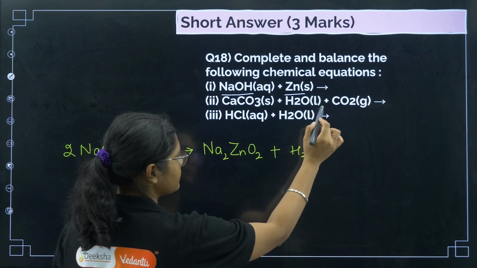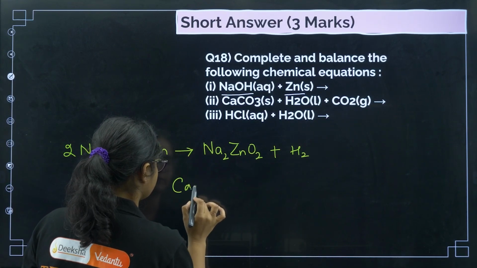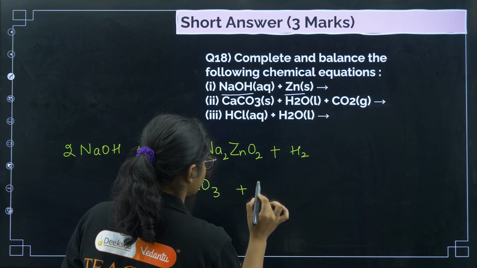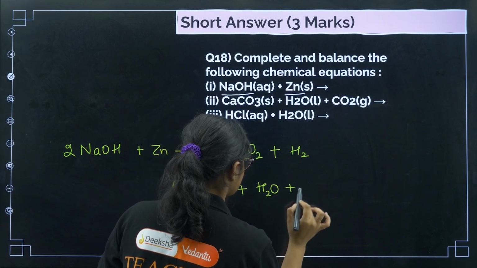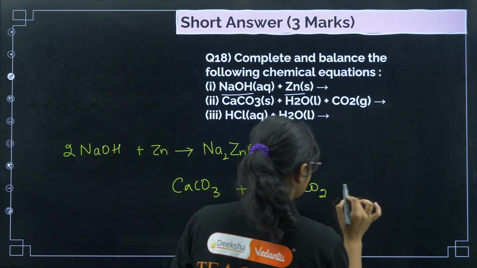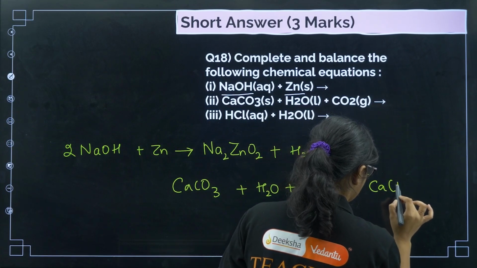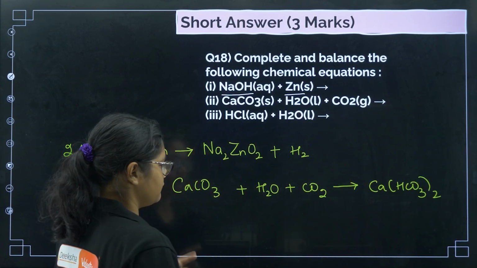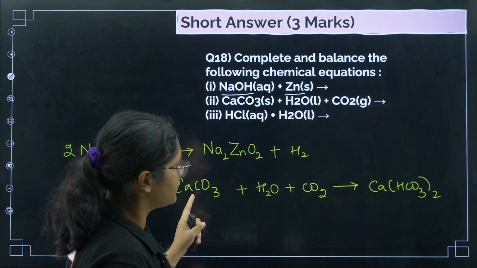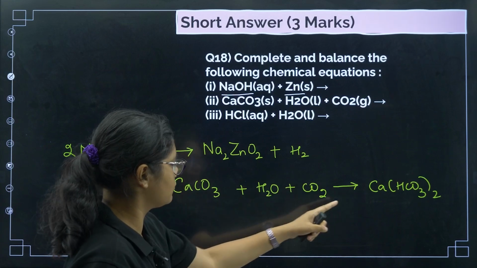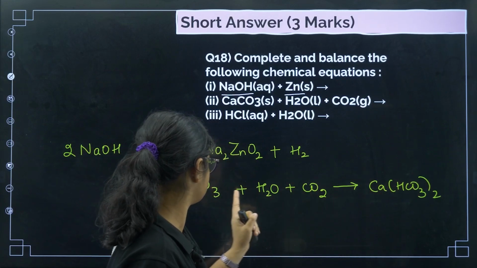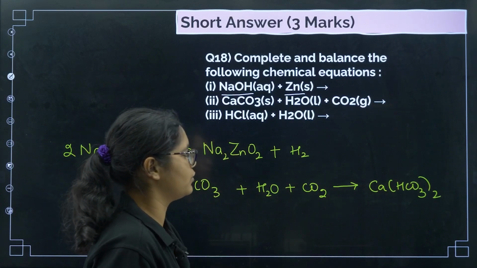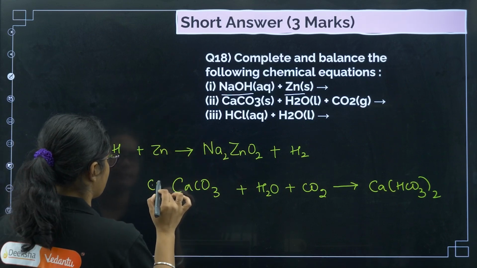Now calcium carbonate plus H2O plus CO2, so this we know will give you calcium bicarbonate, right? So H2O plus CO2 will give you calcium bicarbonate. Okay, so now if we see 1 calcium, there is one here; we have 2 carbon, here also 2 carbon, 3 oxygen, so we have 3 oxygen and 2 hydrogen. Already this reaction is balanced.